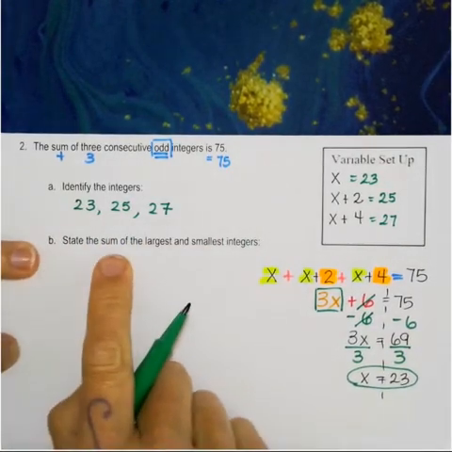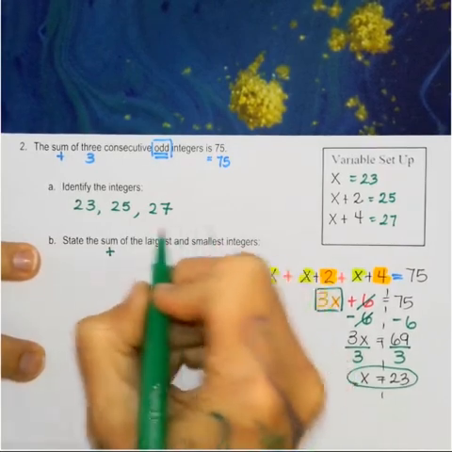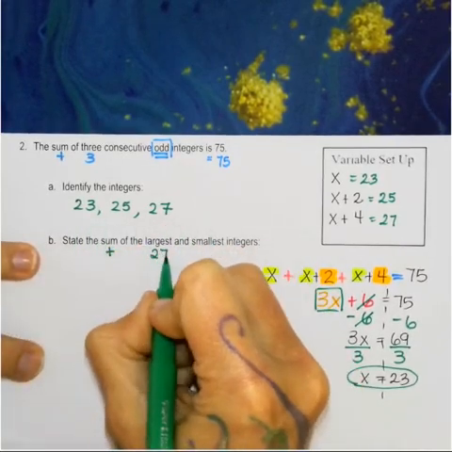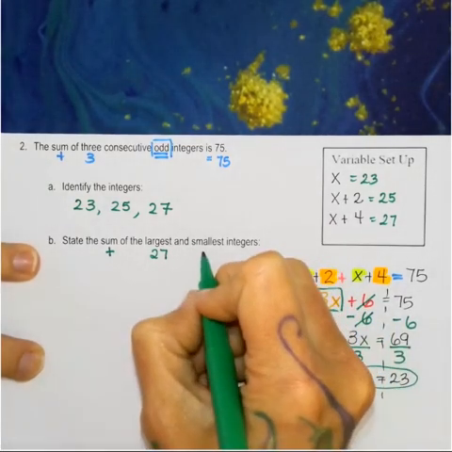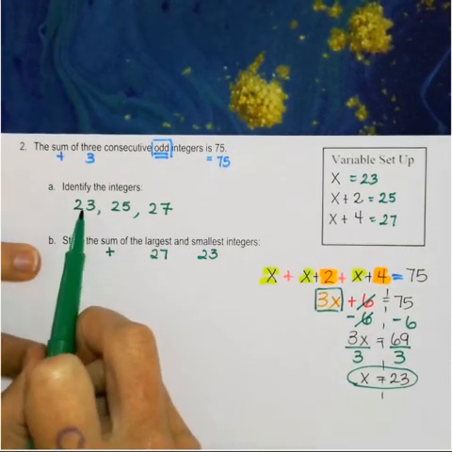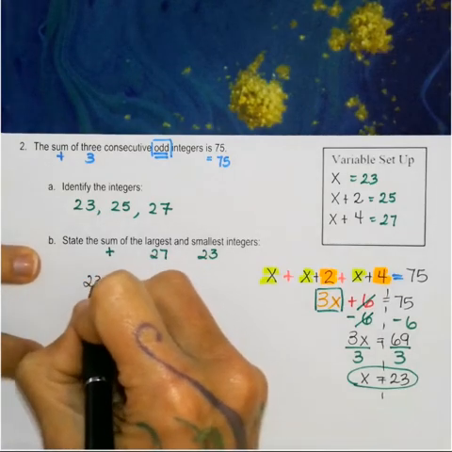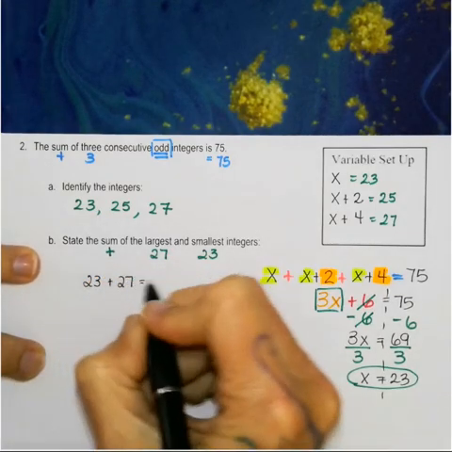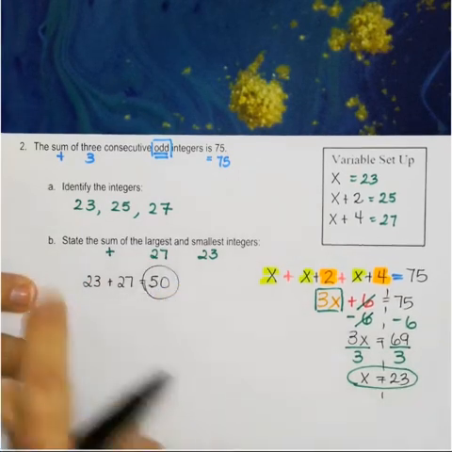State the sum, which again, remember, is going to be addition of the largest and the smallest. In this case, the largest is 27, because $27 in our pocket is better than $23 in our pocket. And the smallest is going to be 23, because again, if we're talking money, that's the worst case scenario of the three choices. So the sum of the largest and smallest. So we're going to do 23 plus 27, and we're going to add those together, and we're going to get 50. So the answer to B would be 50.